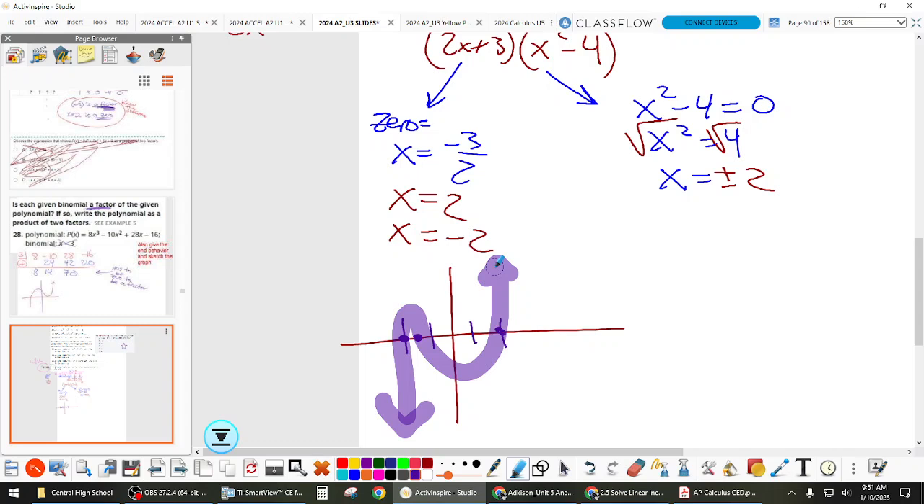Okay? And how high it turns is not super important to me. In other words, it could turn way up here and come down, or it could be like I did before where it's just a little bump. You'll get the hang of that as you do more of them.